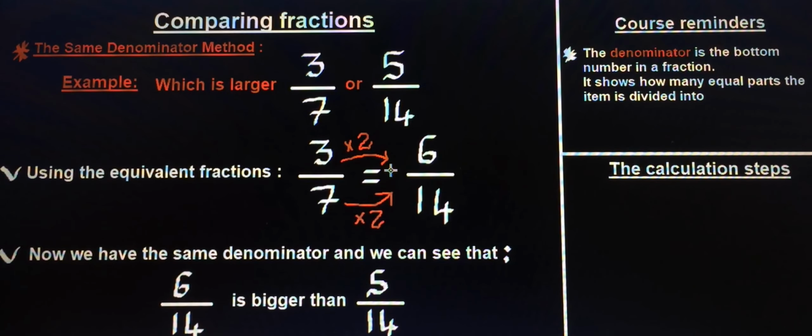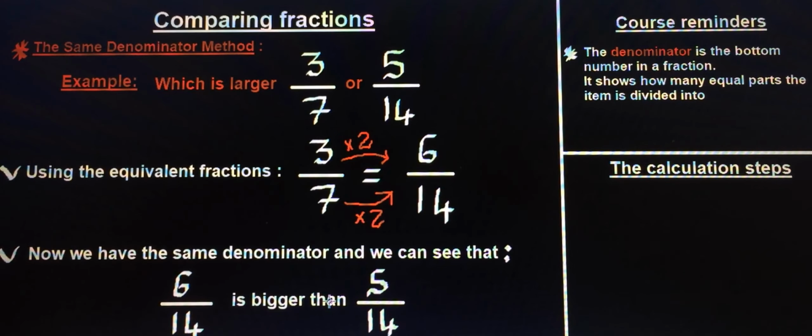But when the denominators are not the same, we need to make them the same using equivalent fractions. For example, which is bigger, 3/7 or 5/14? Using the equivalent fractions, we have 3/7 equals 6/14. We just multiply the numerator and the denominator by 2. Now we have the same denominator, and we can see that 6/14 is bigger than 5/14.